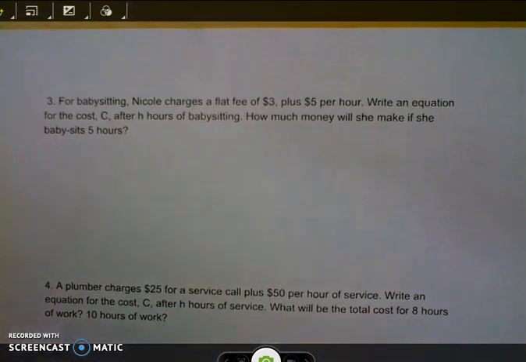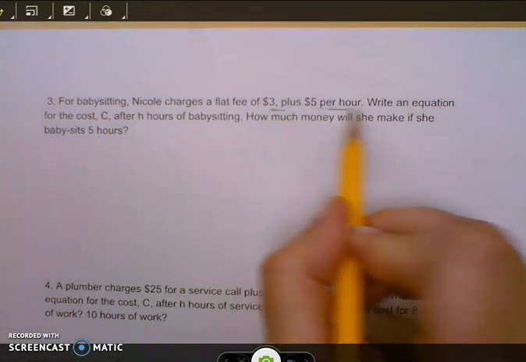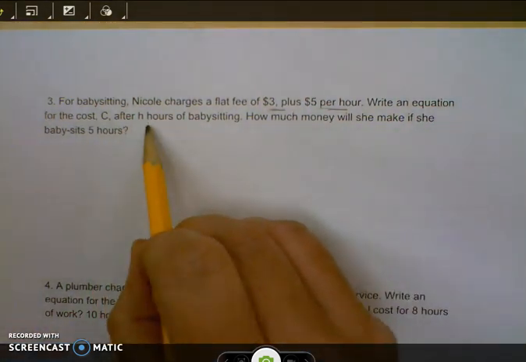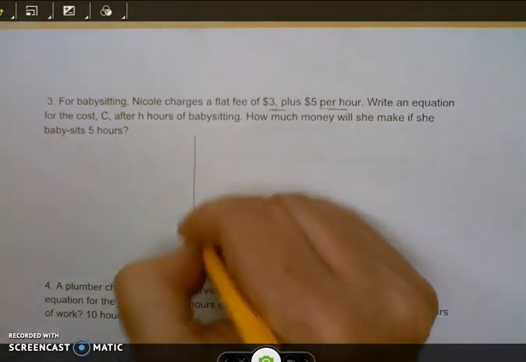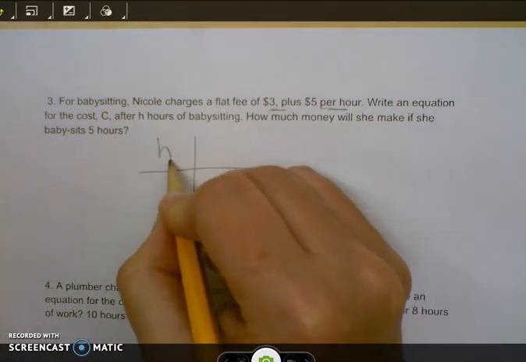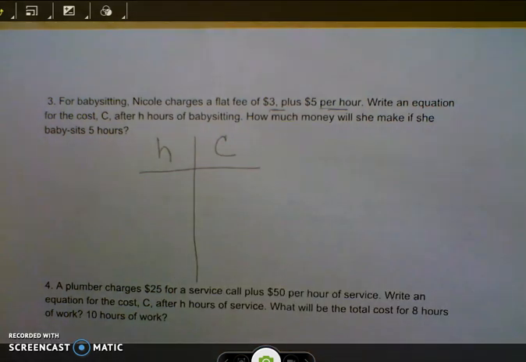For babysitting, Nicole charges a flat fee of $3 plus $5 per hour. Write an equation for the cost after the hours of babysitting. So my variables again are how many hours did I babysit, and then what is the cost, or how much money is she going to make?